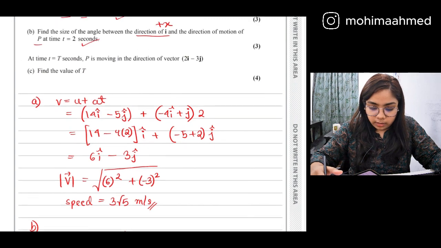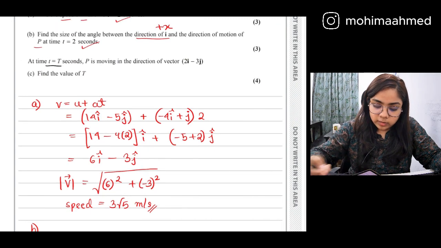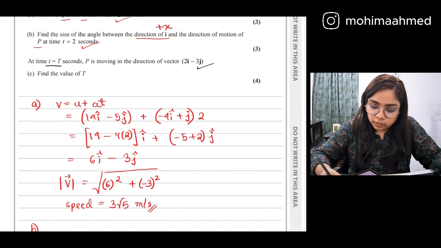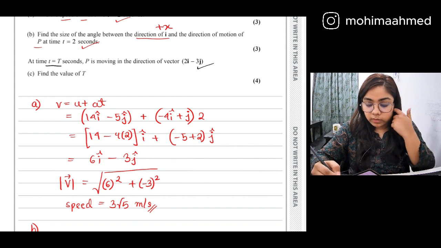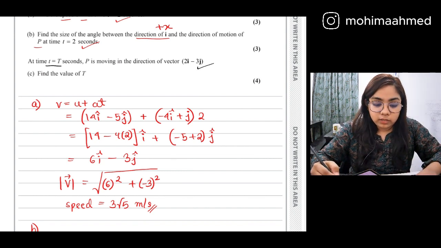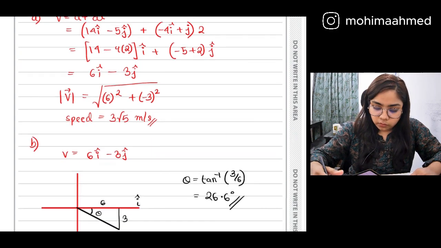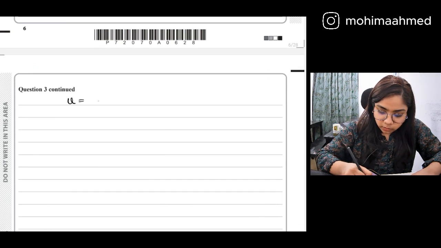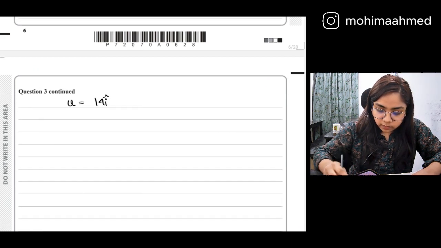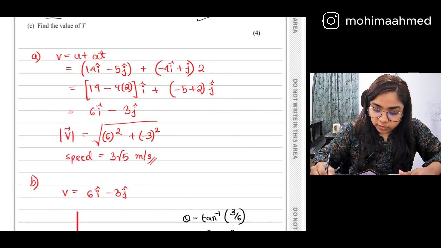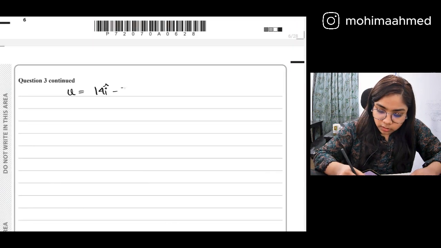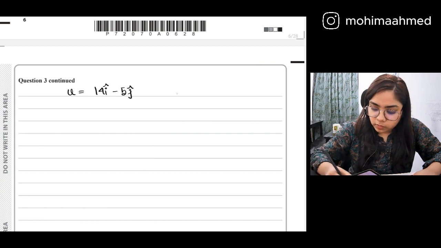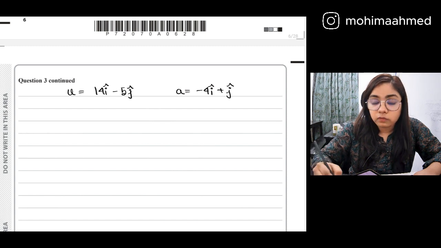Okay, and then lastly, it says that at t equals capital T seconds, P is moving in the direction of this vector, and we need to find the value of capital T. Now again, this time has changed, so I'm going to find a new value for the final velocity using this capital T. The initial velocity was 14i minus 5j. Acceleration was minus 4i plus j.